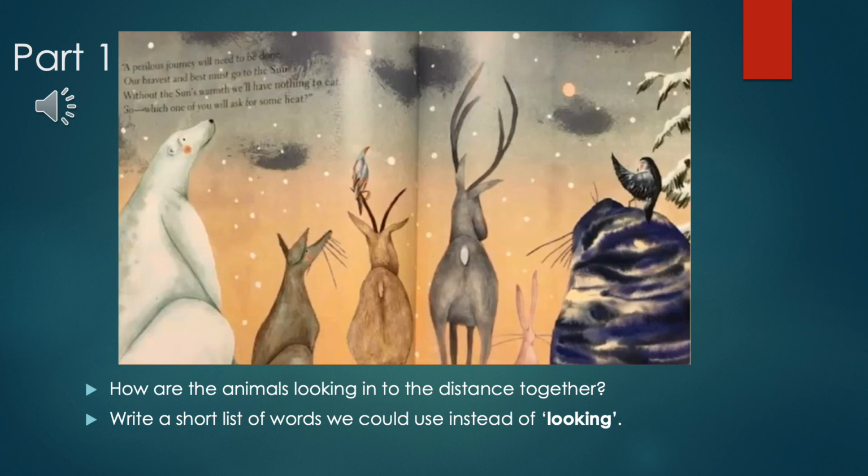So for part 1, have a look at this page and how are the animals looking into the distance? Have a think about what action they're doing. They are looking. I want you to think, can you think of any other words that you could use instead of looking? If you're not sure, have a chat with your adult or whoever is at home and see if you can think of 2 or 3 words that you could use instead of looking. For example, you could use the words staring, gazing. Have a think of some more.